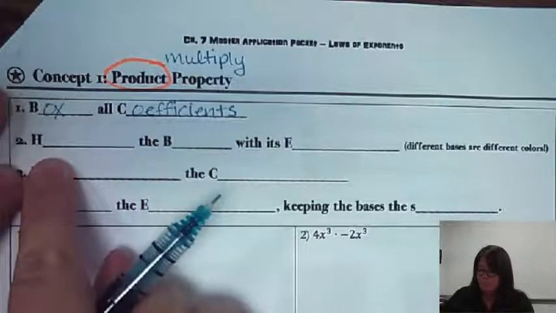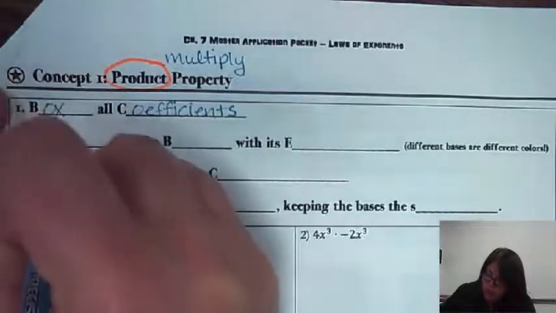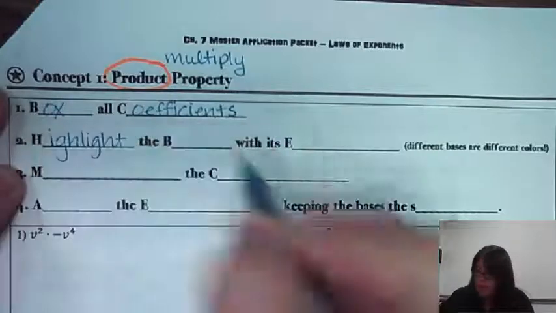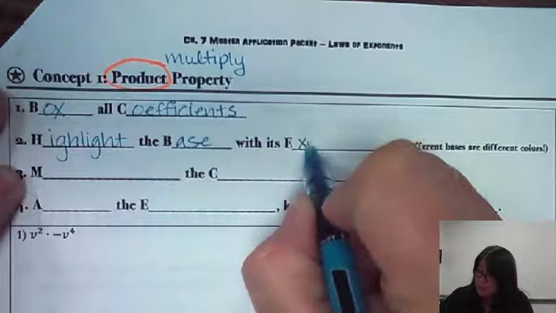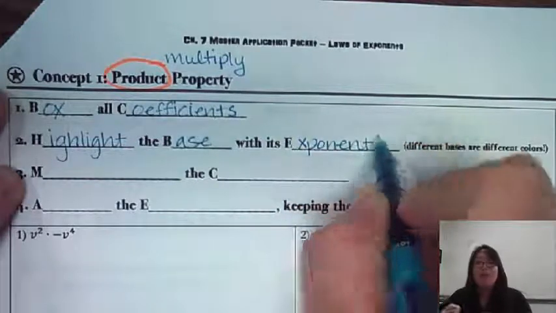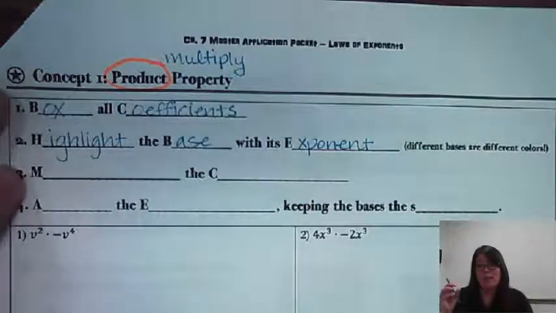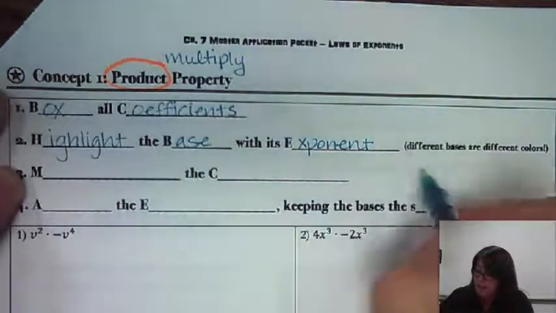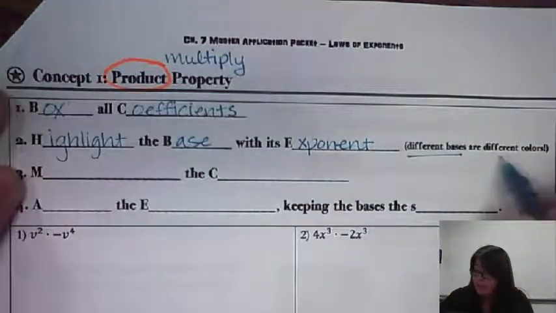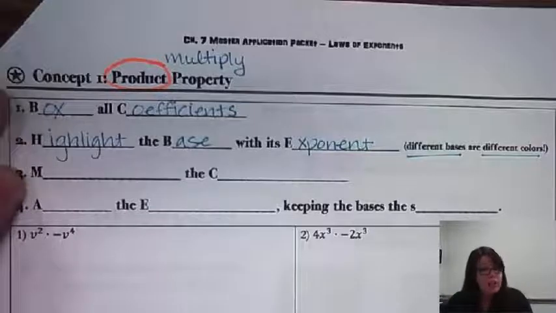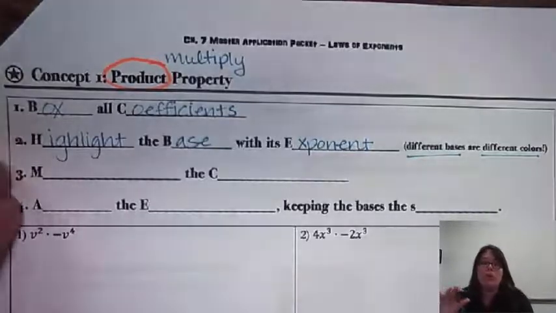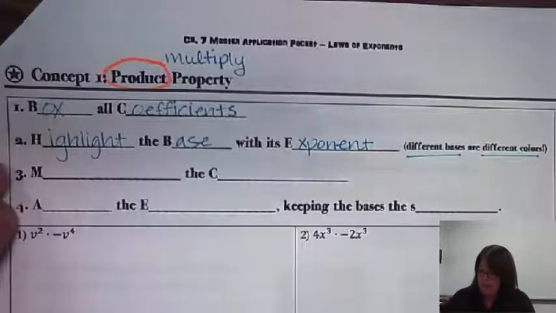The next step is to highlight the base with its exponent. Highlight the base and the exponent together as one piece. Now the key to this part is different bases are different colors. That's why I told you to get 3 different colored highlighters. So every time the variable changes, you're going to change colors. Because remember, we can only work with bases or exponents if the bases are the same. And you'll see what I mean in just a little bit.